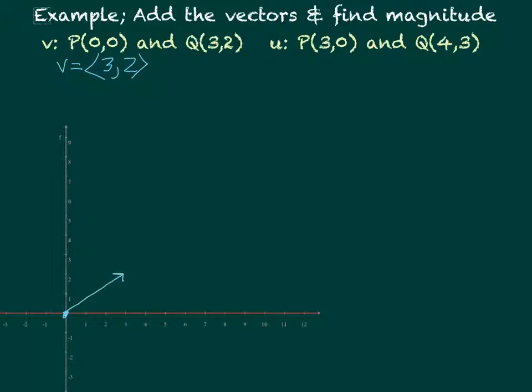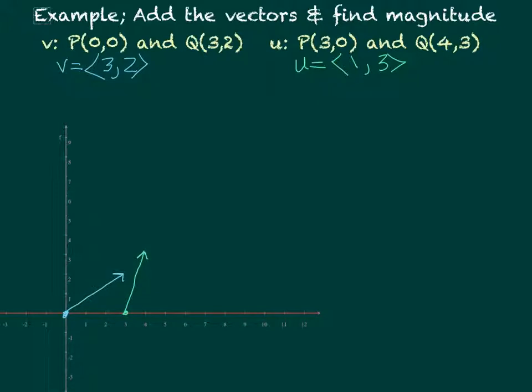And now my vector u is going to be 4 minus 3, which is 1, 3 minus 0, which is 3. And now when I draw that vector, it's going to start at 3, 0, and then it's going to go to 4, 3.